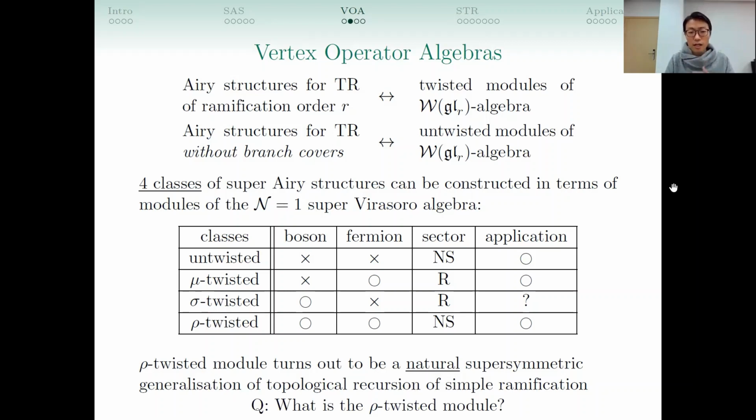Okay, so then today I'd like to focus on the row twisted module because it's a natural generalization of topological recursion of simple ramification. And I will justify towards the end why this is a natural one compared to any other 3. So, okay, so now the question: what is a row twisted module?